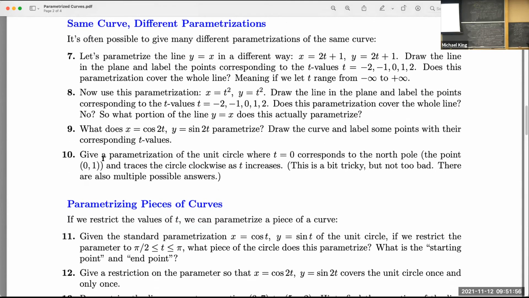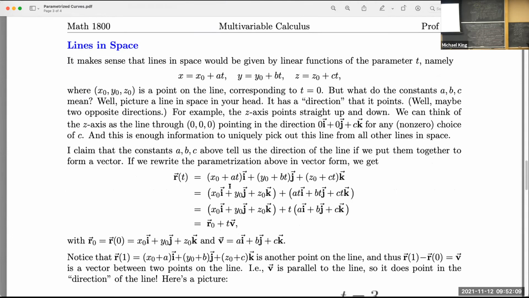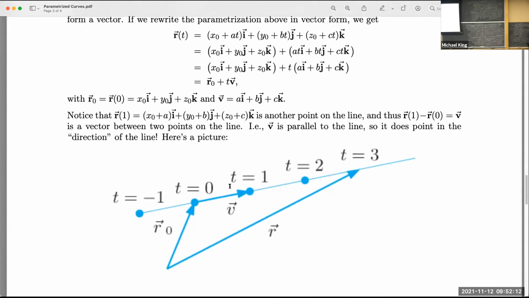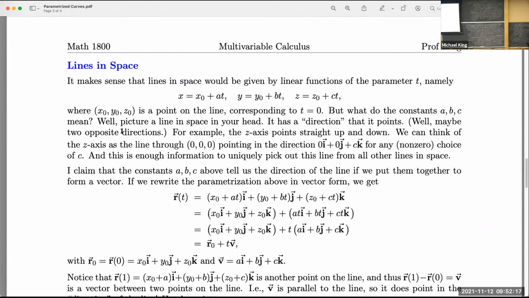Oh, we actually just answered number 10. t equals 0 corresponds to the North Pole. It traces the circle clockwise. We just said if we switch cosine and sine, that happens. And you can do pieces of curves, but let me go to lines. There's a picture here from the book. Lines in space are going to be an important object that we want to be able to analyze, but we haven't really done so far. You could imagine x, y, and z being linear functions of the parameter, and that would trace out something linear.